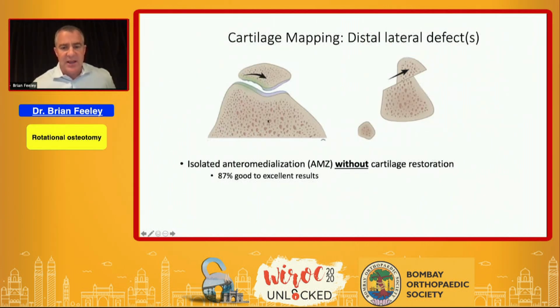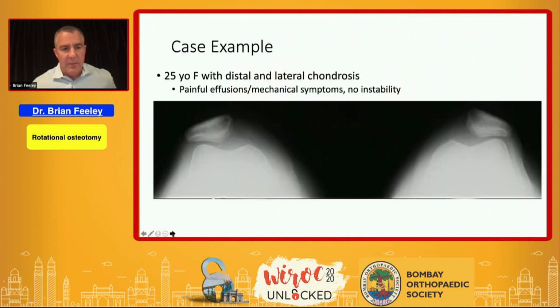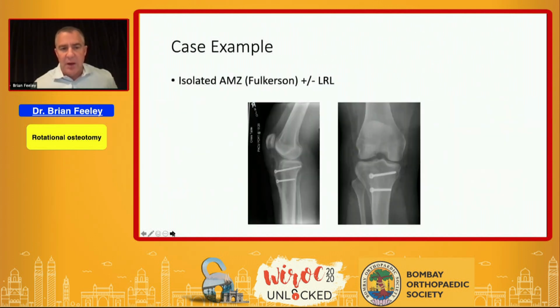So this is the first example. This is a distal lateral lesion. And this is a 25-year-old patient with distal and lateral chondrosis, painful effusions, mechanical symptoms, and believe it or not, with these x-rays, no actual instability. We did a tibial tubercle osteotomy, first on one side, then on the other, separated about 6 months apart, and overall, the patient did really well just with that procedure.